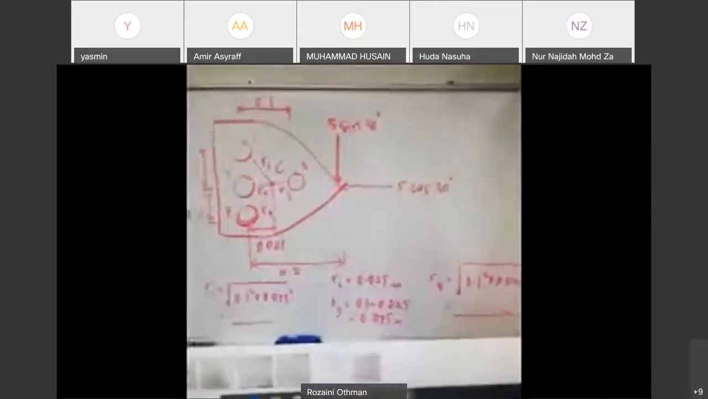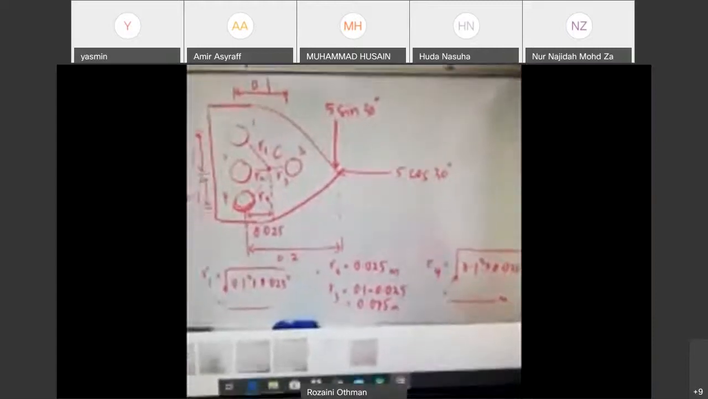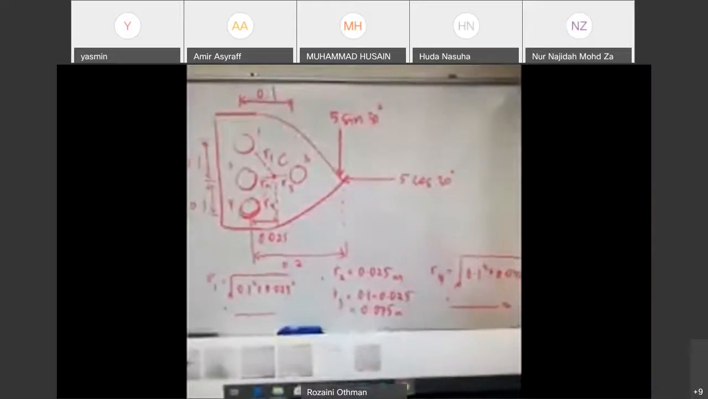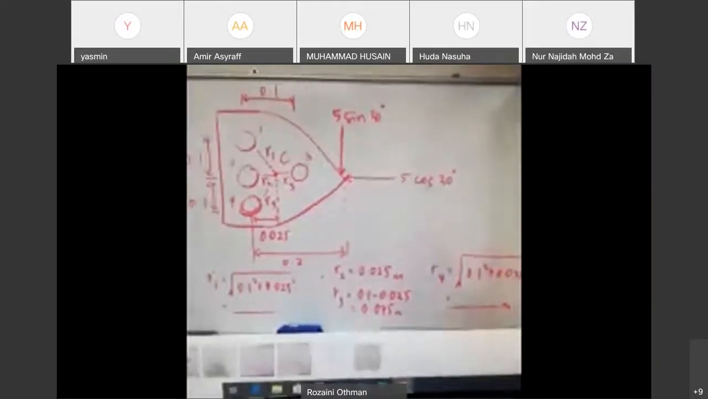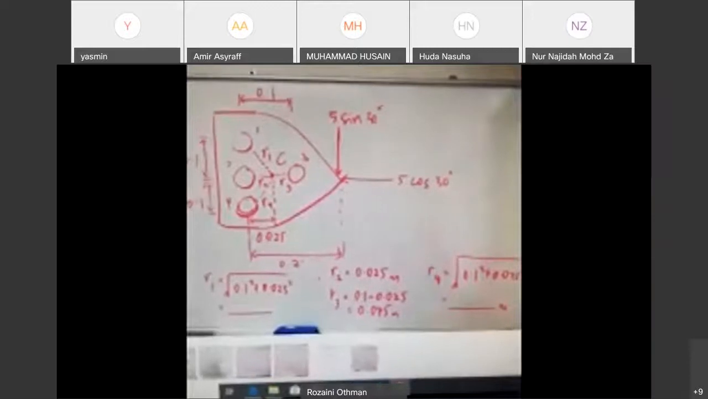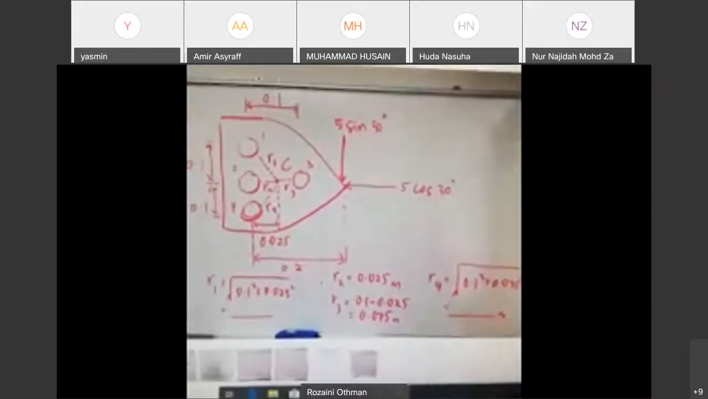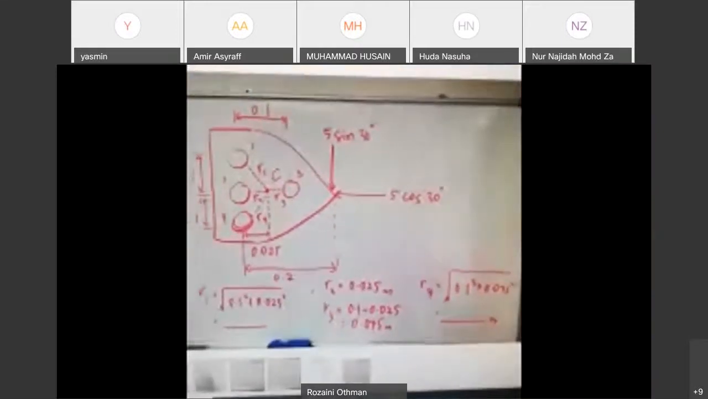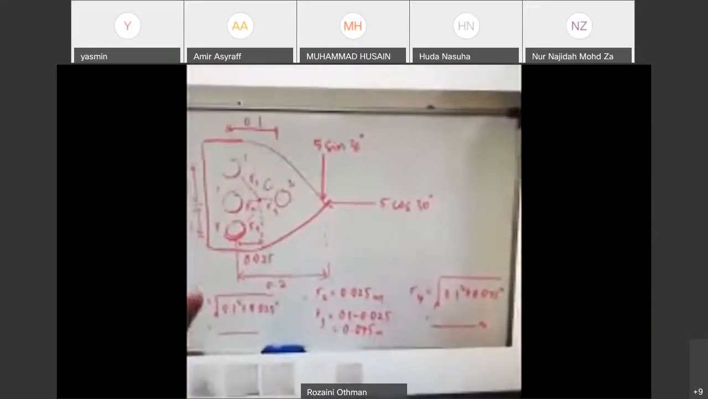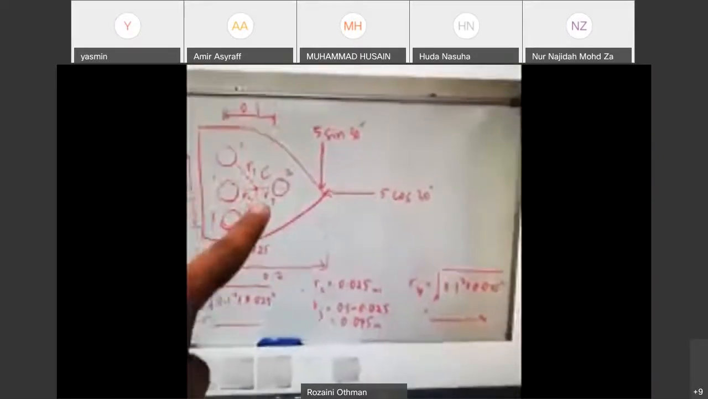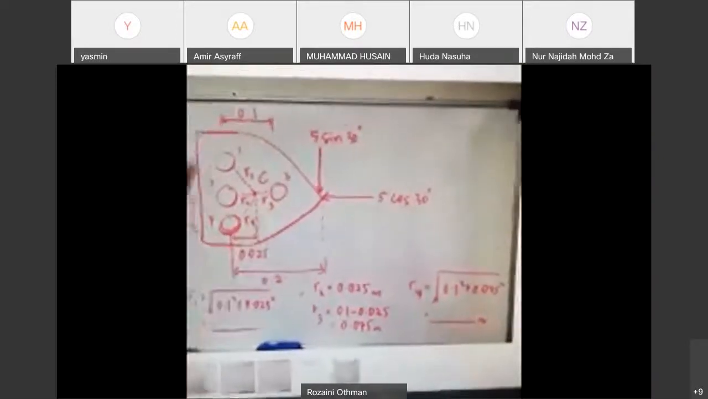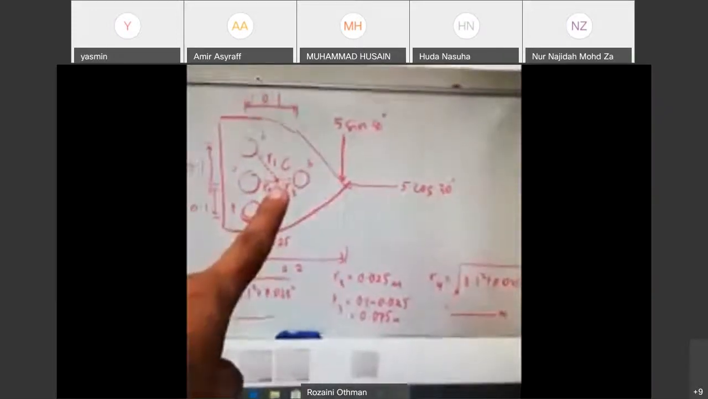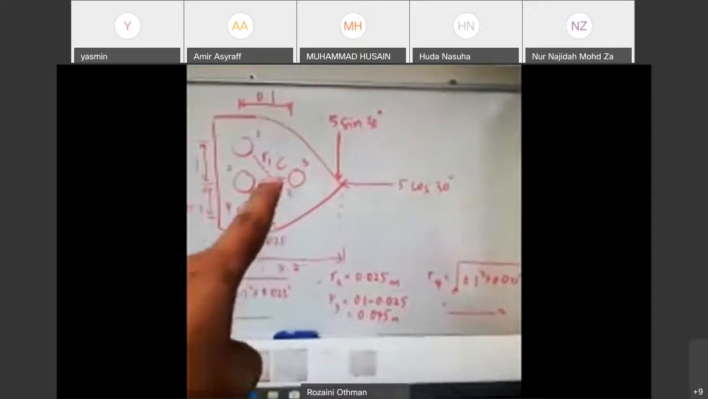Kemudian dia nak minta kita cari nilai R. R ni apa? Ingat lagi R. Okay, R ni adalah the distance from rivet to the centroid. So R1 is actually distance from rivet 1 to centroid. So R2 distance from rivet number 2 to the centroid. R3 distance from rivet 3 to the centroid.